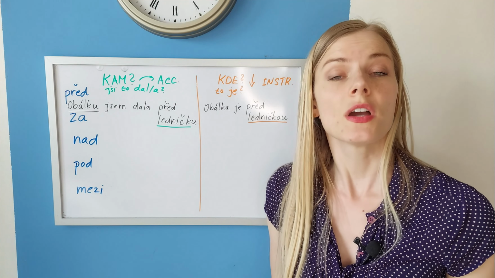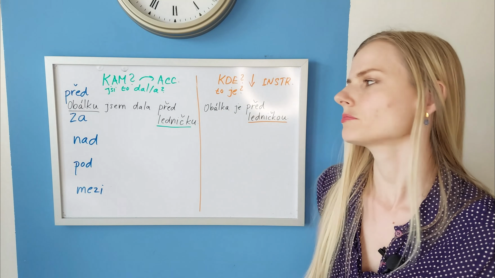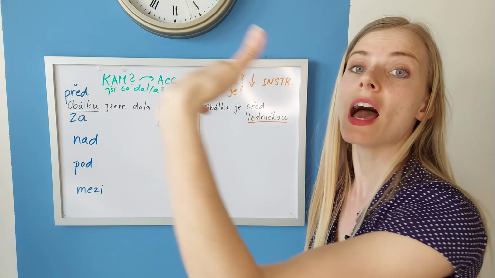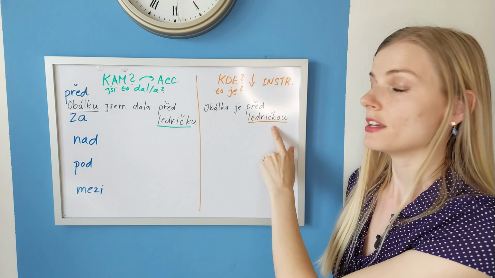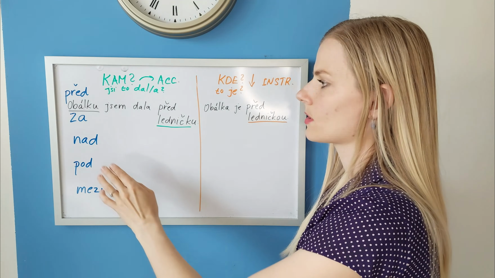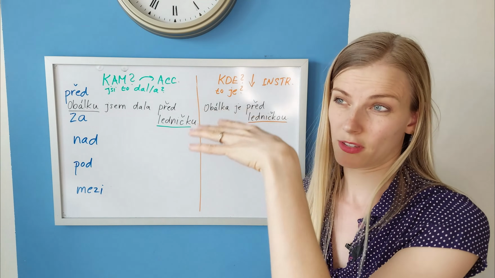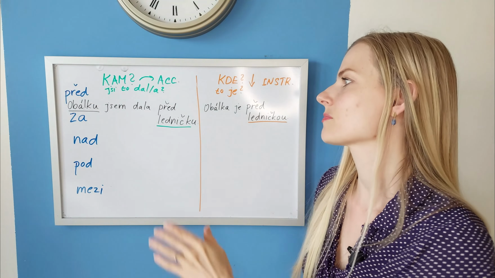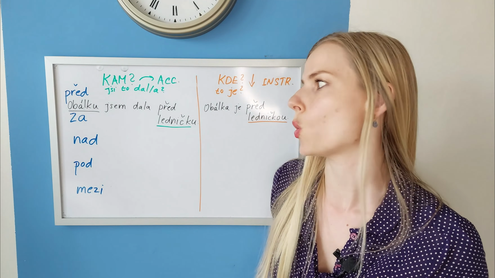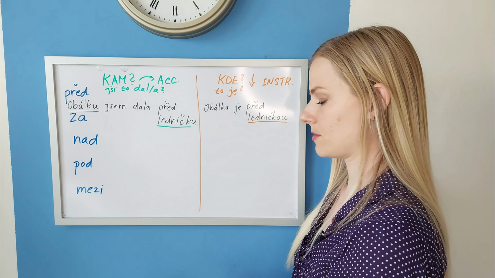If I speak about where it is placed, where the envelope is, kde je ta obálka, it will be the same sentence. Obálka je za ledničkou. Again, instrumental case. What about nad, above? Let's say maybe there is a little shelf and I put it on the shelf above the fridge. Obálku jsem dala nad ledničku. Nad ledničku. Again, only this part changes.